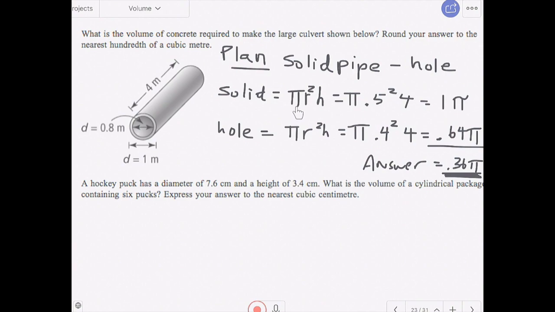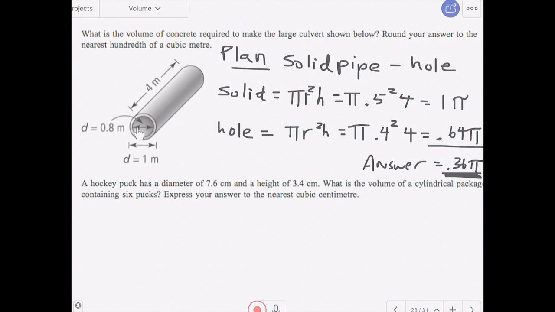So it's pi r squared times H to figure out the volume. It says that the diameter of the overall pipe is 1 meter, so the radius would be half of a meter. So a half squared is 0.25 times 4 is 1. So 1 times pi would be the volume of the pipe if it were solid.